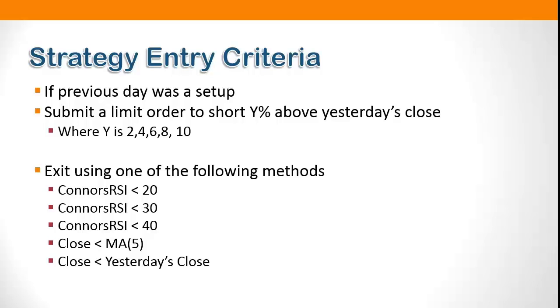And once you're in a trade, you would exit using one of the following methods. There are 5 different methods for exit. ConnorsRSI has to be less than 20, 30, or 40. The close might have to be less than the 5-period moving average of close, or the close has to be less than yesterday's close, i.e. the first down close. So 5 possible different ways of exiting.